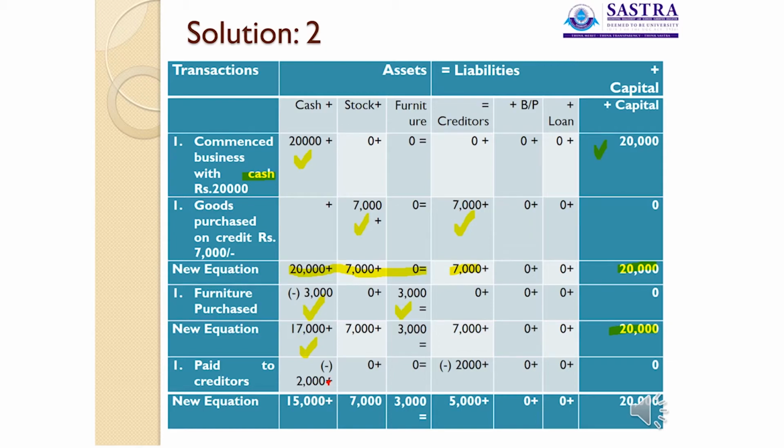Here there is no effect on stock, no effect on furniture. Now the creditors value decreases, so minus 2,000. So here there is a decrease in the value of assets and a decrease in the value of liabilities. So 17,000 minus 2,000, 15,000. Here 7,000, 3,000. Here 7,000 minus 2,000, 5,000. So here 20,000. So now the accounting equation is 25,000.